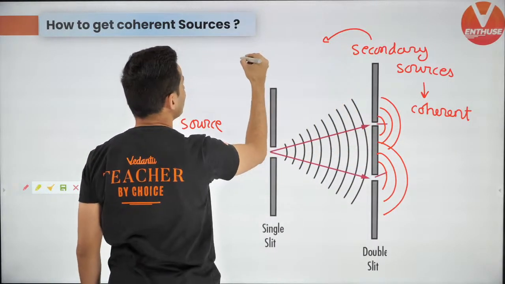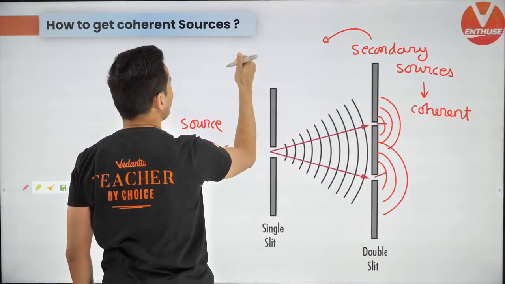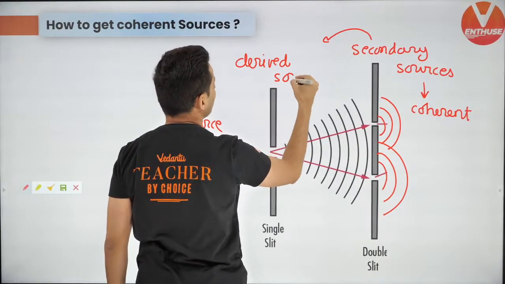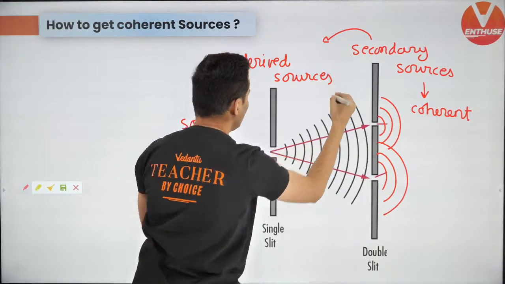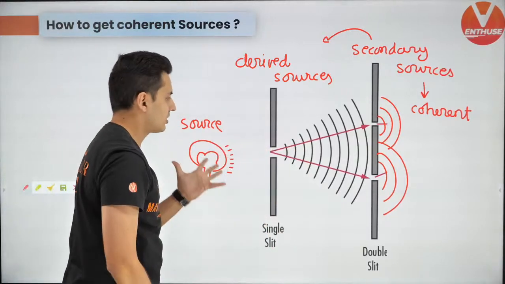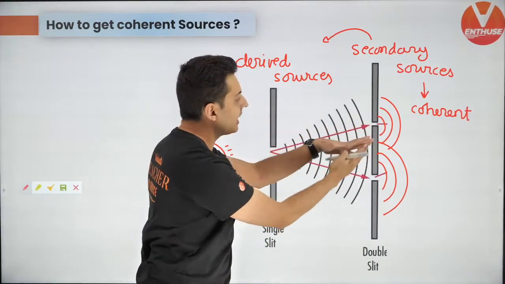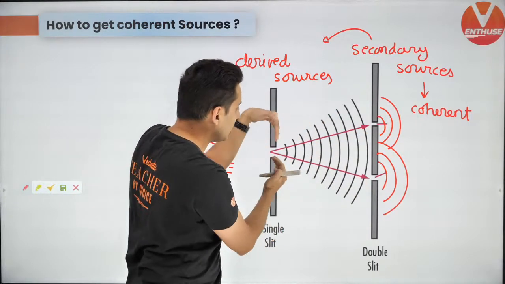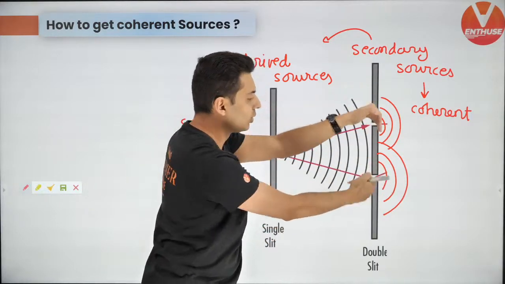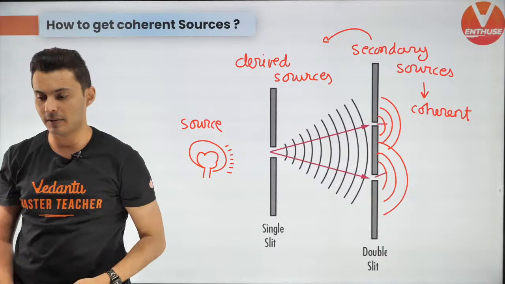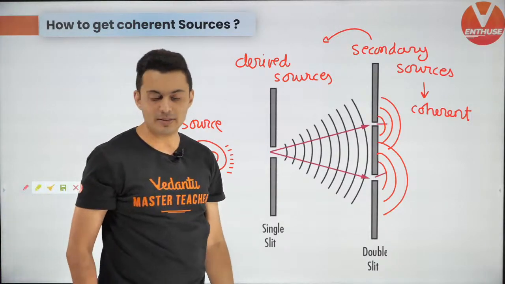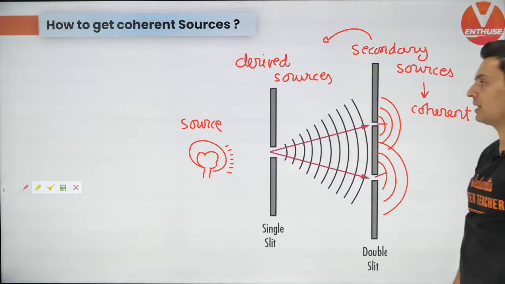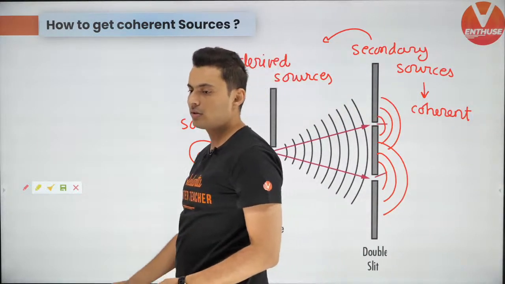These secondary sources are also called derived sources, because they are derived from this particular primary source. So a primary source has created two derived sources which are in sync because the wavefronts are simultaneously reaching both the slits together. I hope that's clear. Very good. I can see some bulbs lighting up there. Very good minions, very good V enthusiasts. So that's how you get a coherent source.